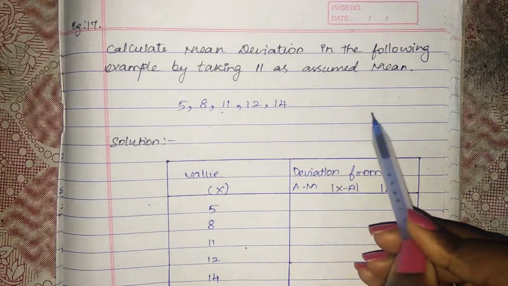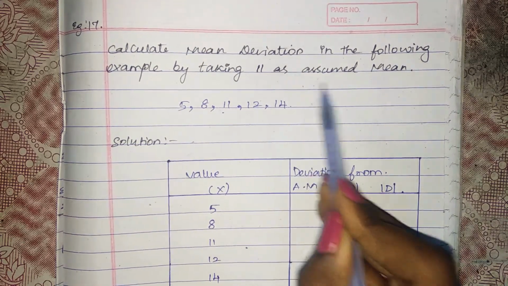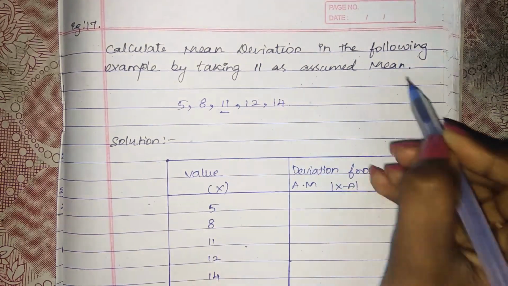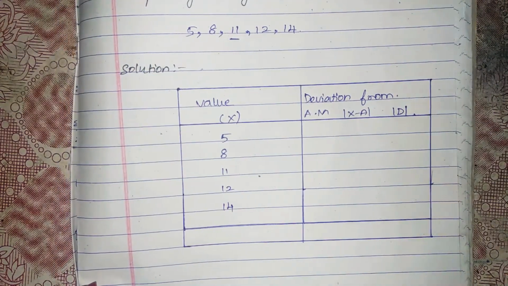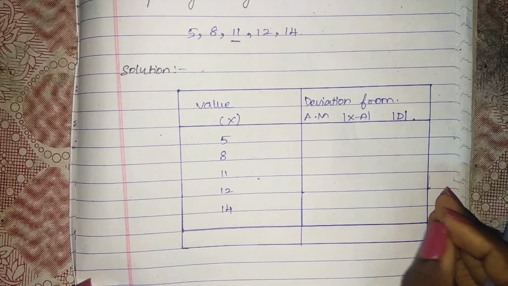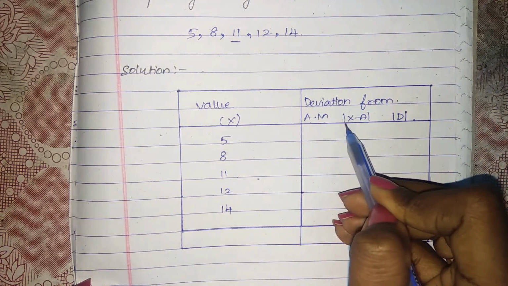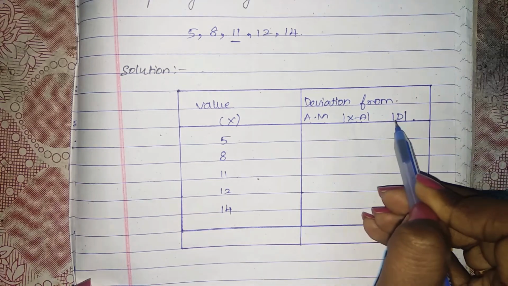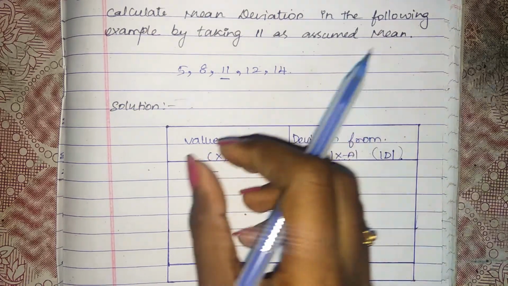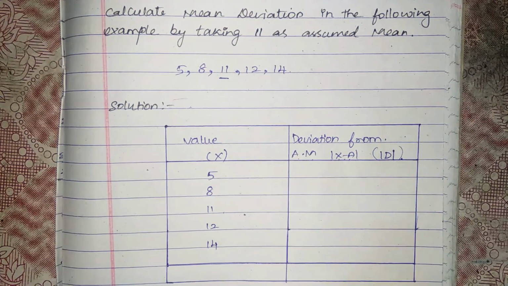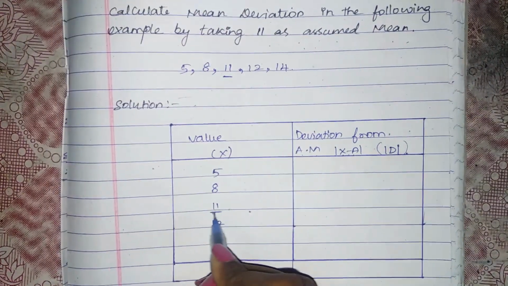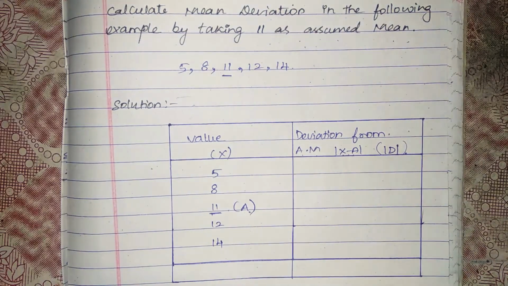Calculate mean deviation in the following example by taking 11 as the assumed mean. In the question itself they have mentioned that the number 11 has to be taken as the assumed mean. Now we draw the solution table with two columns. The first column is the value x and the next column is the deviation from the assumed mean, that is modulus of x minus a, also called modulus d. The set of numbers given is placed in the column of value x, and 11 is taken as the assumed mean.